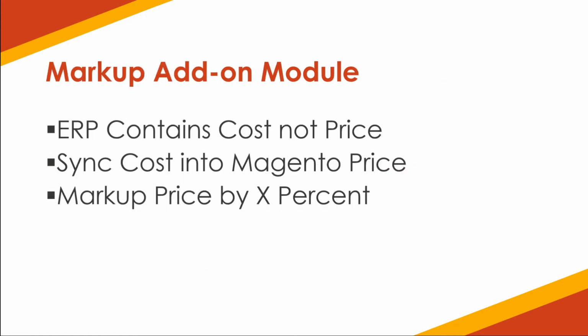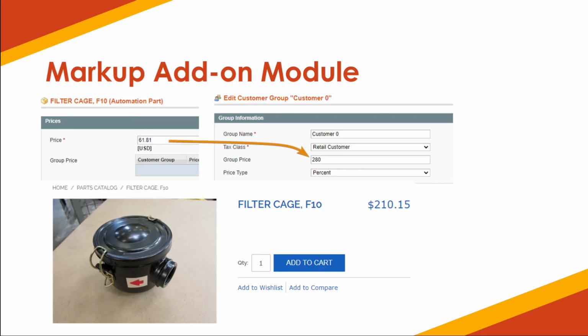Now the markup module, this would be if for some reason you are storing cost inside of Acumatica or inside of your ERP in place of the price. In that case, you want to synchronize the cost into Magento and you want to mark that up. You want to make sure that the price never gets shown to the customer because they always would see some marked up version of the price. And so what that might look like would be, this is an example that I made up where, let's say this item is stored in the ERP at $60, $61, and then it's marked up 280% for a sales price of $210.